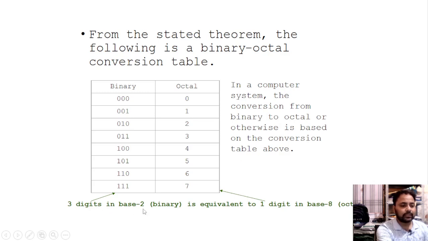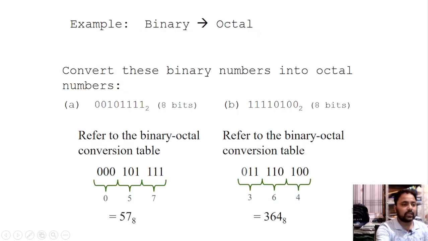3 digits in base 2 binary are equivalent to 1 digit in base 8, which is octal. And here, convert these binary numbers into octal numbers: 00101111 in base 2. The total number of bits is 8 here. You can count 2, 2, 2 and 2, 8 bits. And same for 11110100 in base 2, 8 bits.